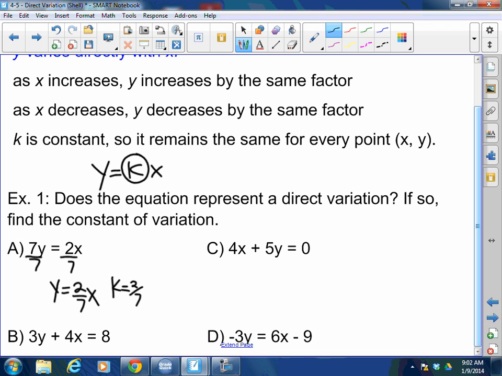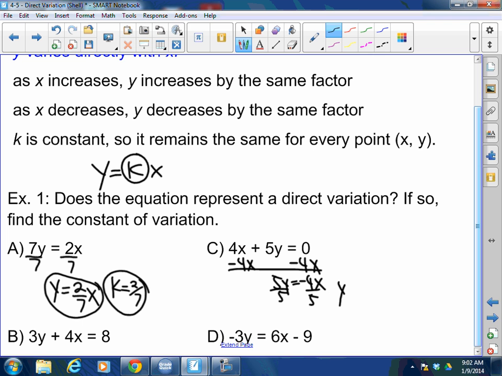2/7. Very good. So that means as x increases, y will increase by a factor of 2/7 of x. How about for this bad boy? I'm going to subtract 4x from both sides. Now I have 5y equals negative 4x. Divide by 5 on both sides. y equals negative 4/5 x.